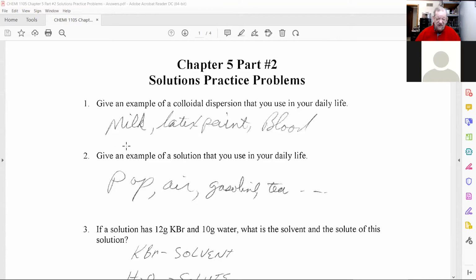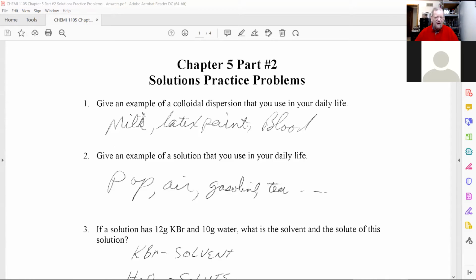All right, give an example of a solution that you can use in your daily life. Well, one of my favorites is pop. Students always forget that air is a solution. So is gasoline. So is tea. There are many of them.